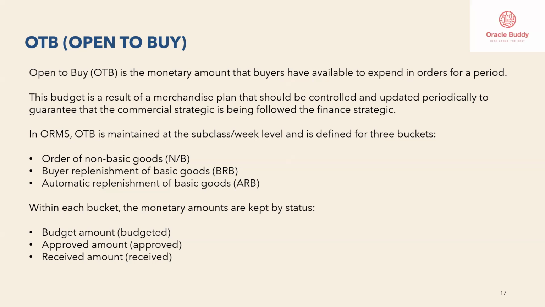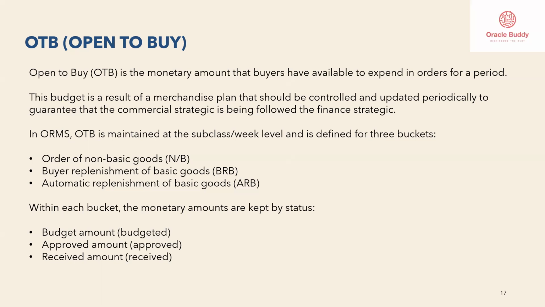In MFCS, OTB is maintained at the subclass week level and is defined in three buckets: order to non-basic goods, NB; buyer replenishment of basic goods, BRB; and automatic replenishment of basic goods, ARB. Within each bucket, the monetary amounts are kept by status: budgeted amount, approved amount, and received amount. So for a particular department, there is a set amount of money, the budgeted amount, which a department can utilize in a financial year to buy goods.